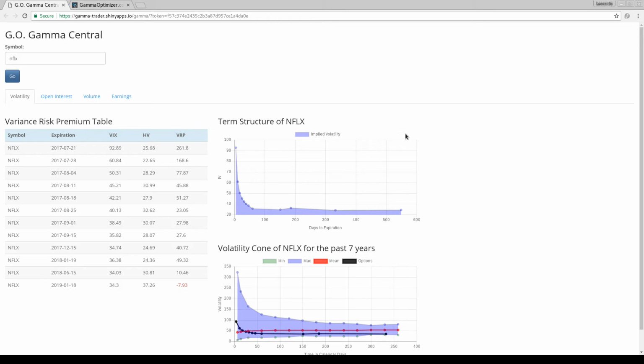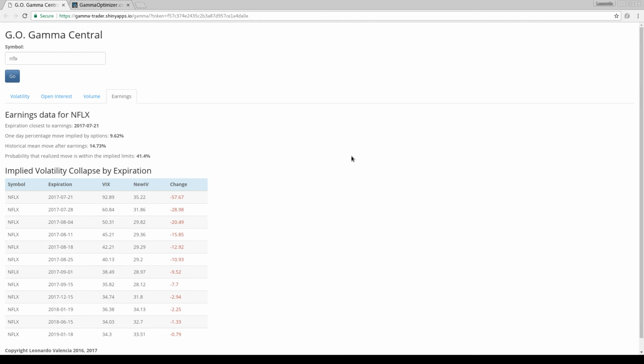But the earnings tab provides a little more insight, not only telling you, oh wow, this is tremendously overpriced, look at the variance risk premium, it's almost 300%, it's 261%. But how is that useful to us? So I added a little earnings tab, and the earnings tab provides a little more information about earnings.